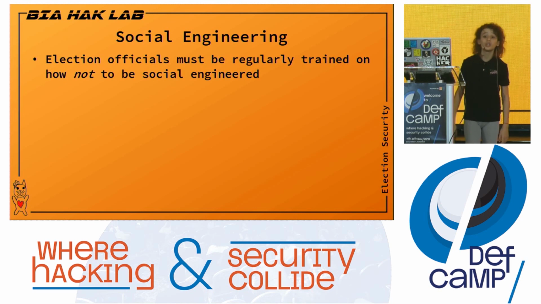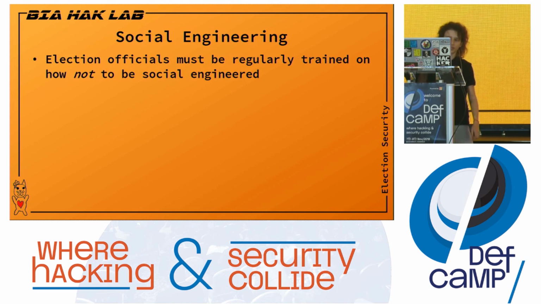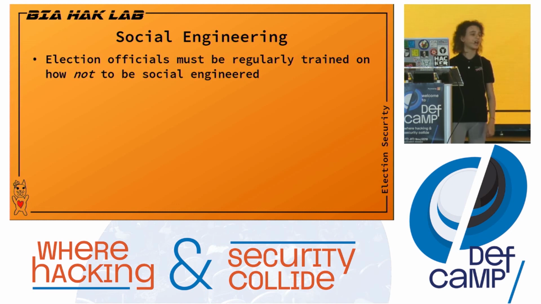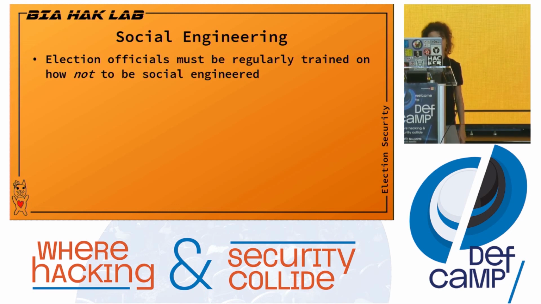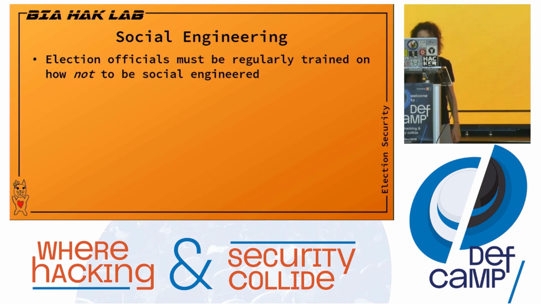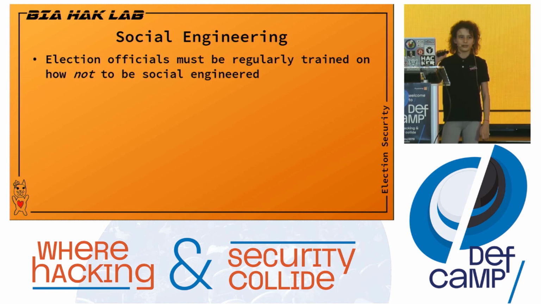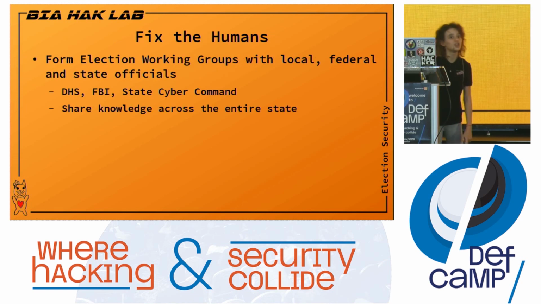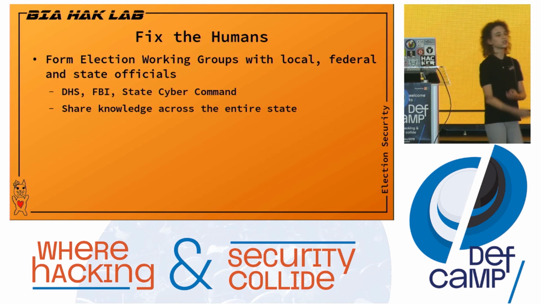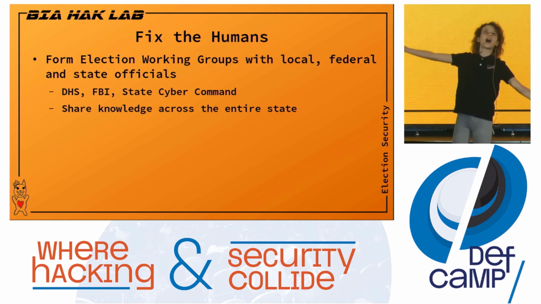Now, social engineering. Election officials must be regularly trained on how not to be socially engineered. Regular training is very important, not just during the election season. Now, fix the humans. States should form election working groups with local, federal, and state officials, including the Department of Homeland Security, the FBI, as well as the State Cyber Command. This knowledge should be shared across the entire state.